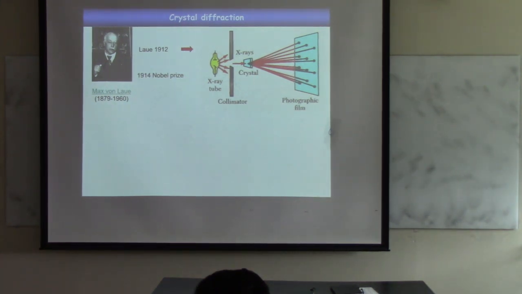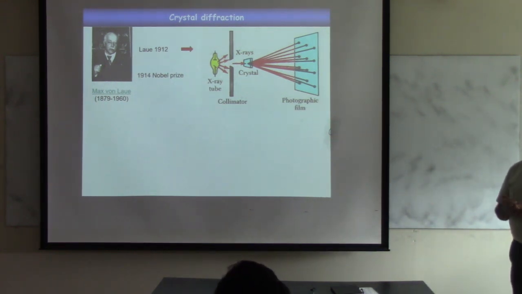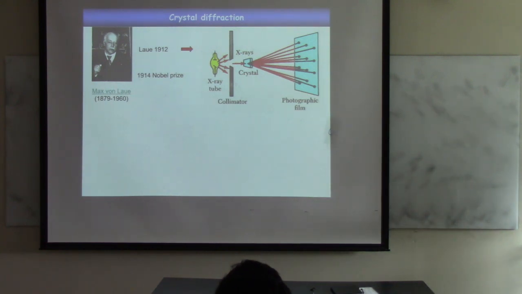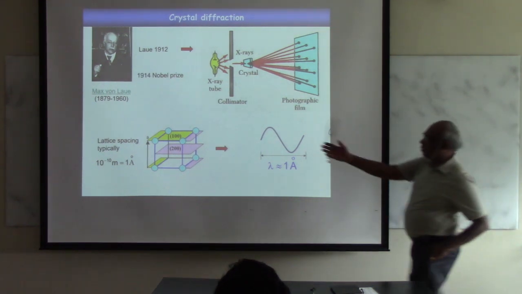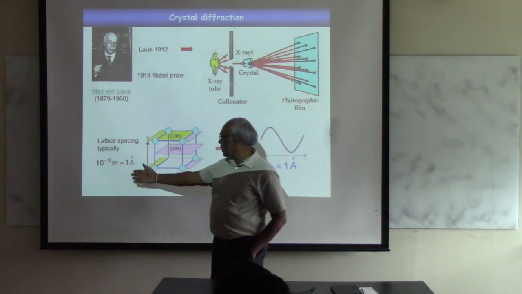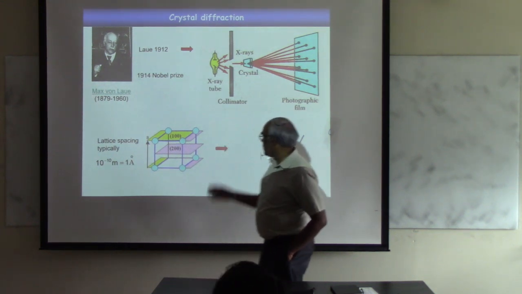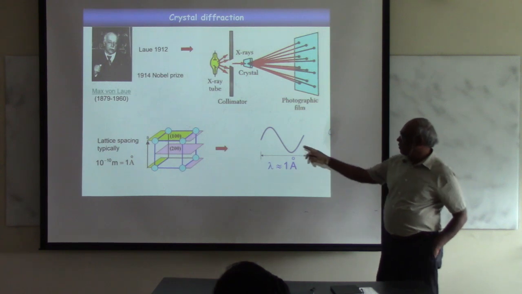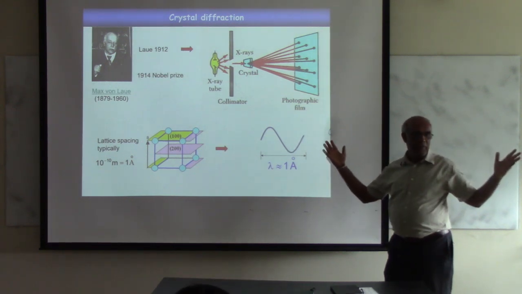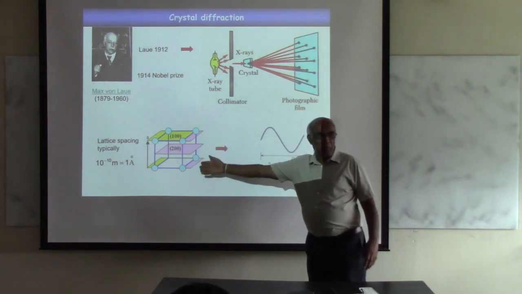So why do we use X-rays to probe crystals? That's because the wavelength of the X-ray is exactly the dimensions of the atoms, right? Typically we are talking about angstroms, 10 to the power minus 10 meters. X-rays have wavelengths of that order. If your wavelength is much larger, you cannot probe the properties here, right?